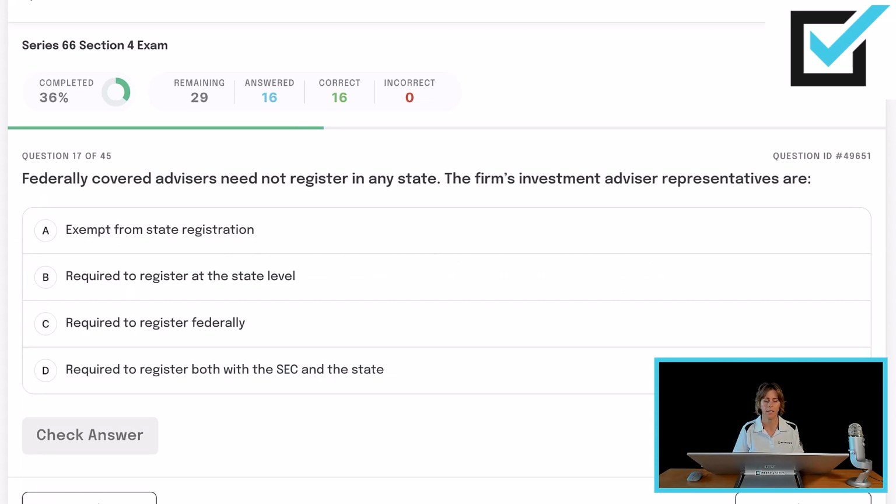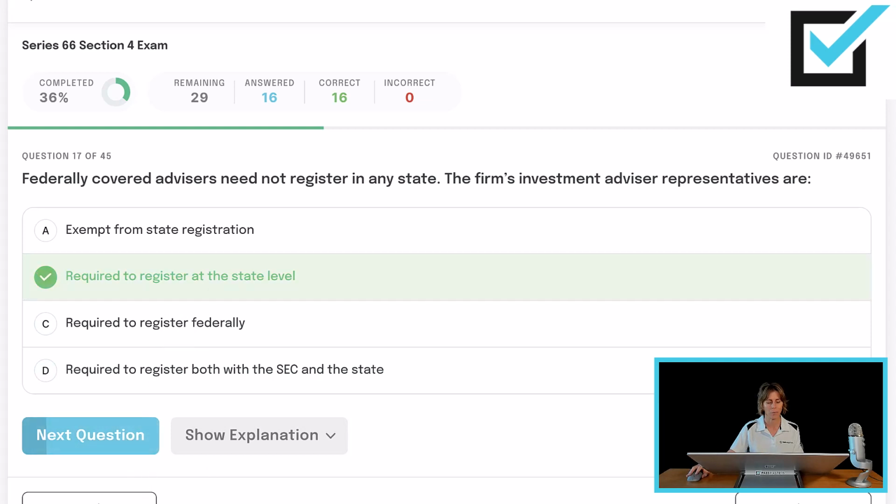Federally covered advisors need not register in any state. The firm's investment advisor representatives are exempt from state registration, required to register at the state level, required to register federally, or required to register both with the SEC and the state. IARs register at the state level, regardless of where the firm is registered.